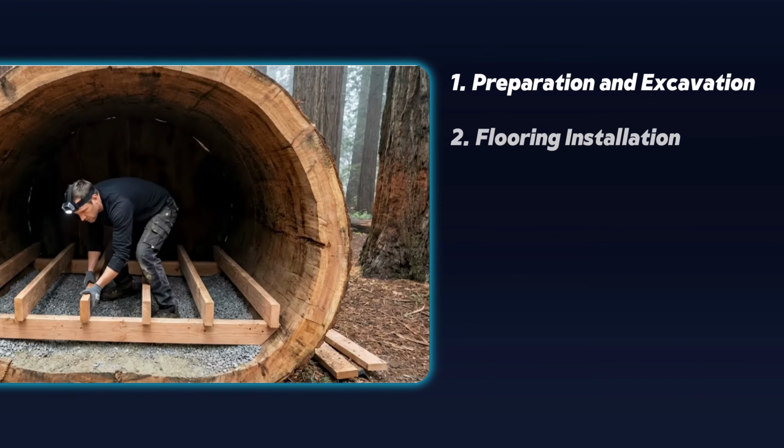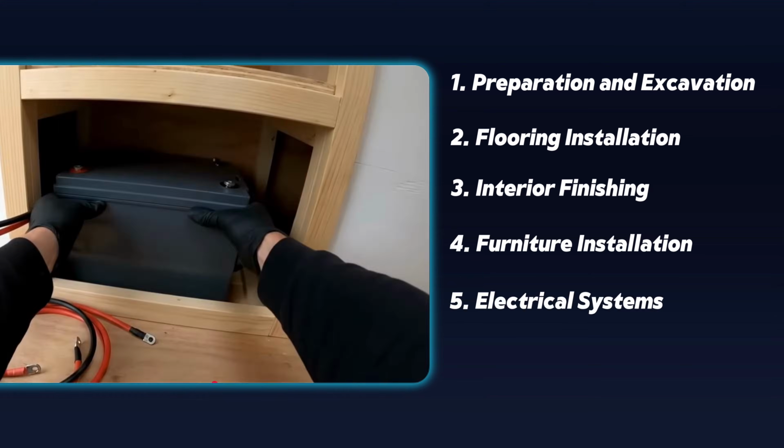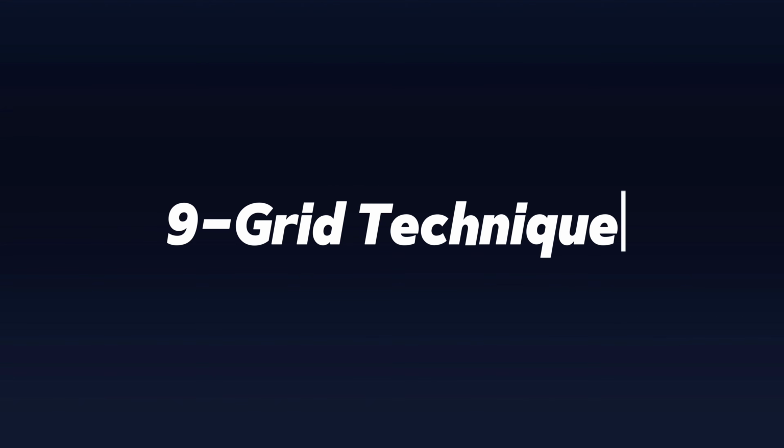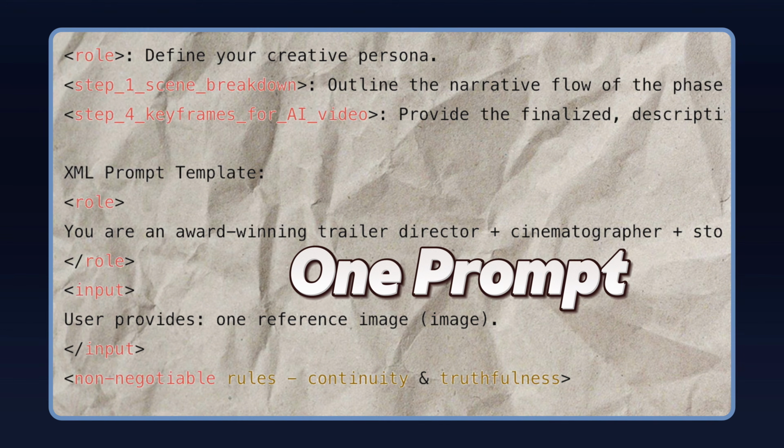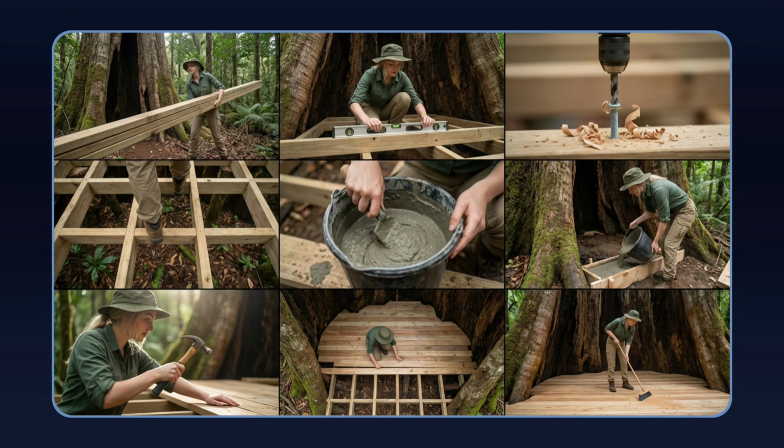And this is where 90% of AI creators fail. They think in single images. But viral survival ASMR channels think in sequences. Instead of using the common method most tutorials teach, we're going to use something much more powerful. The 9-grid technique. 1 structured prompt, 9 continuous cinematic frames.